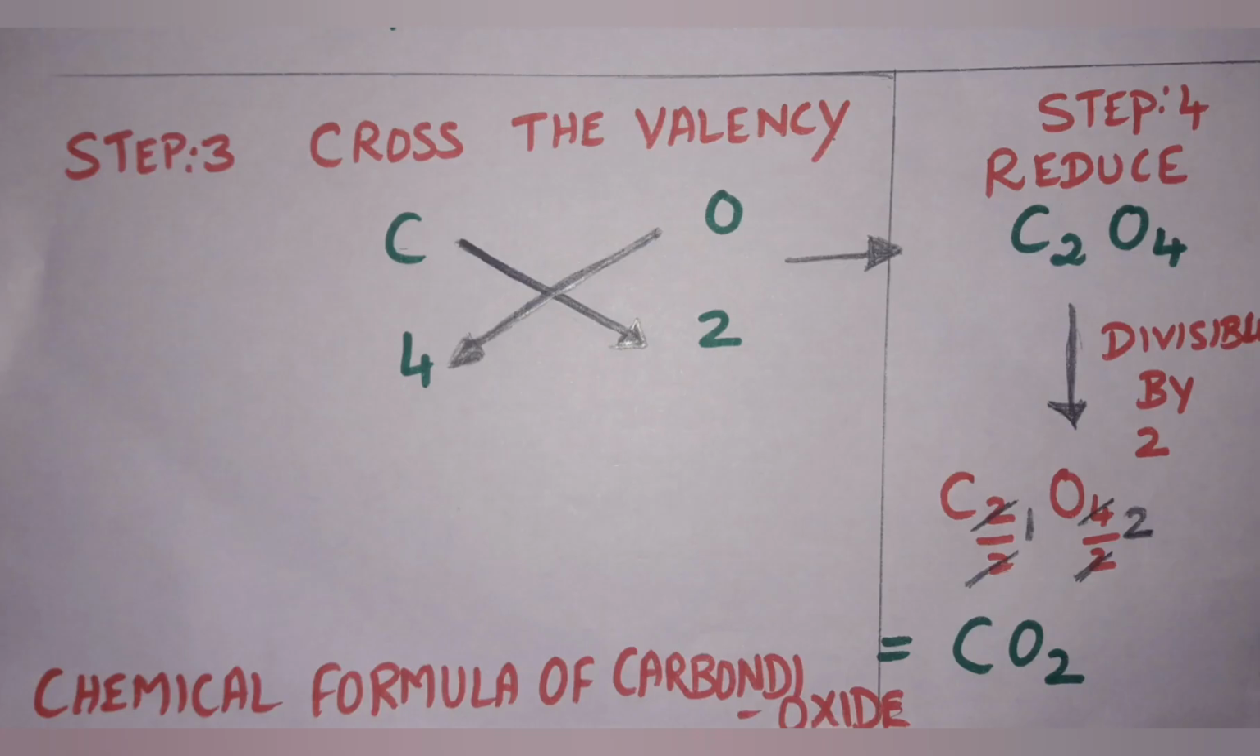Third step is crossing over the valencies and writing them as subscript. So 2 is the subscript of carbon and 4 is written as the subscript of oxygen. So the compound is represented as C2O4. Here the valencies are easily divisible by 2. So the chemical formula is written as CO2.